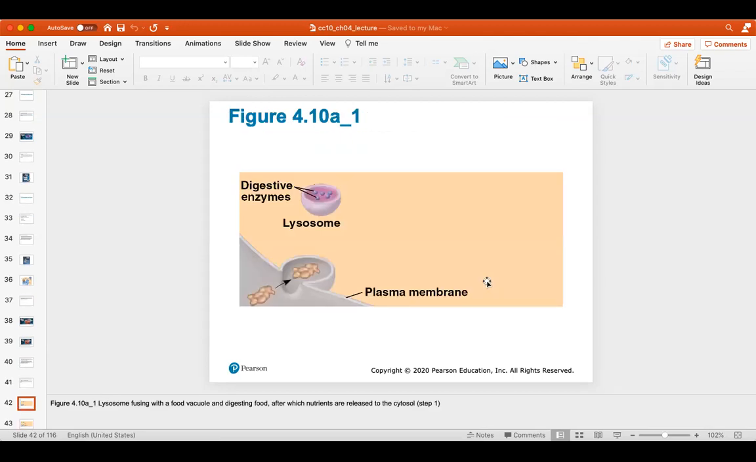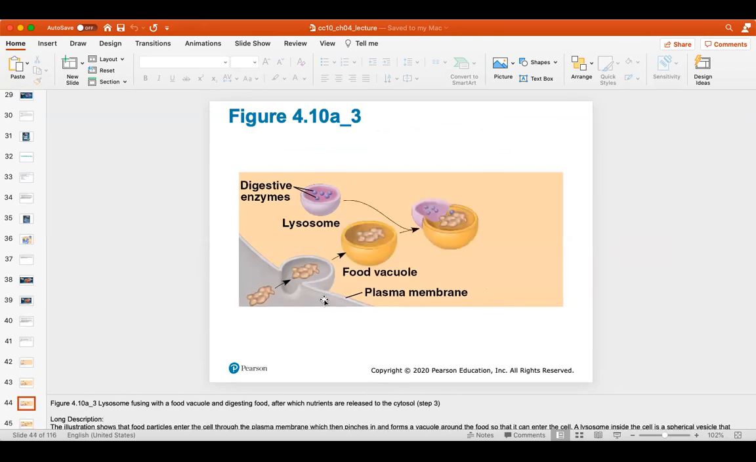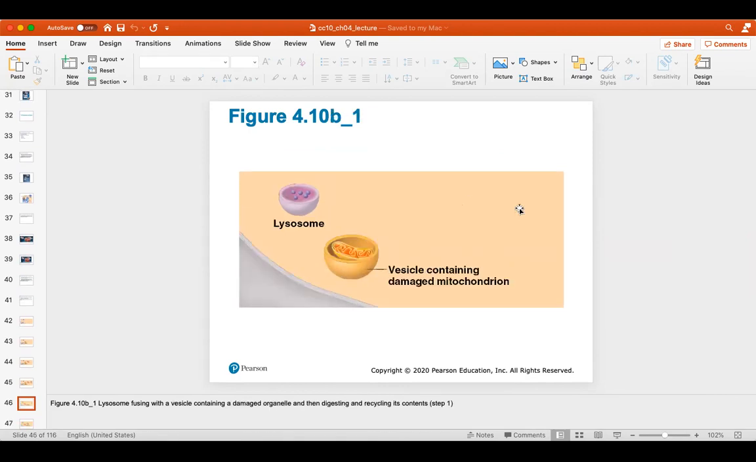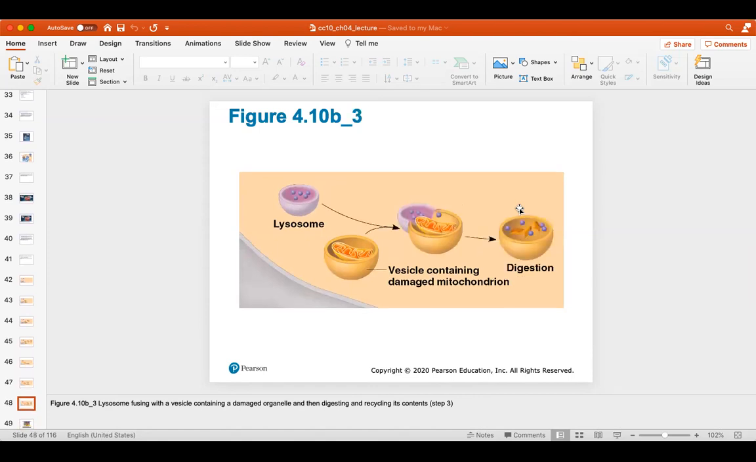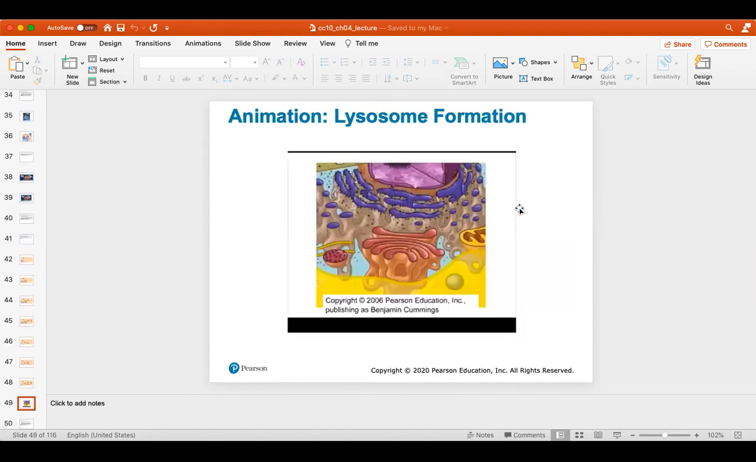So here's a look at a lysosome containing digestive enzymes. It'll eventually probably fuse with the plasma membrane to kind of spit out what's inside of it to get that waste to the exterior of the cell. Or it will take in food vacuoles and digest them before it gets further into the cell. Here's a vesicle containing damaged mitochondria where the lysosome will kind of merge to it and help digest the damaged structure.